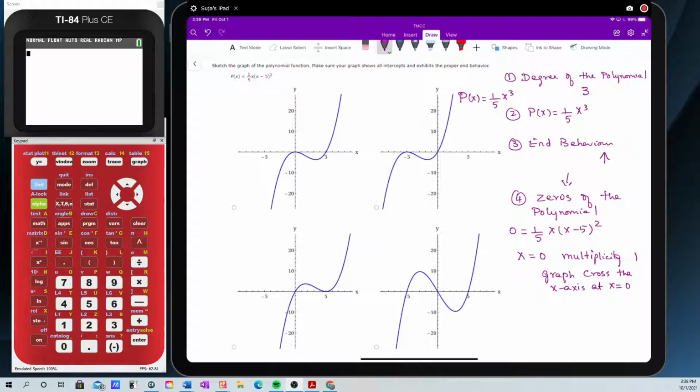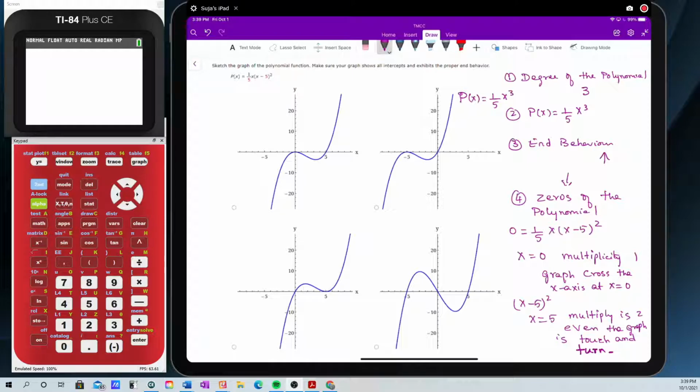Okay. So the next factor, x minus 5 the whole squared, is 0. That means x equals 5 is a zero. Here, since the multiplicity is even, which is 2, the graph is going to touch and turn at x equals 5.